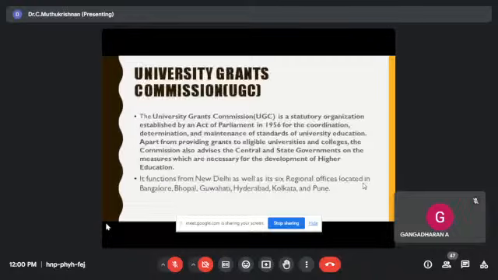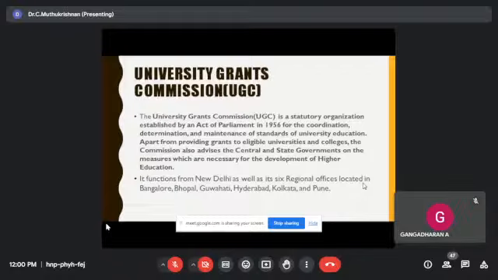So just after that, the University Grants Commission. What is meant by University Grants Commission? You already know about that. You might have studied properly about the University Grants Commission also. So University Grants Commission is a statutory body established by an Act of Parliament in 1956. Don't forget the year 1956, for the coordination, determination, and maintenance of standards of university education.